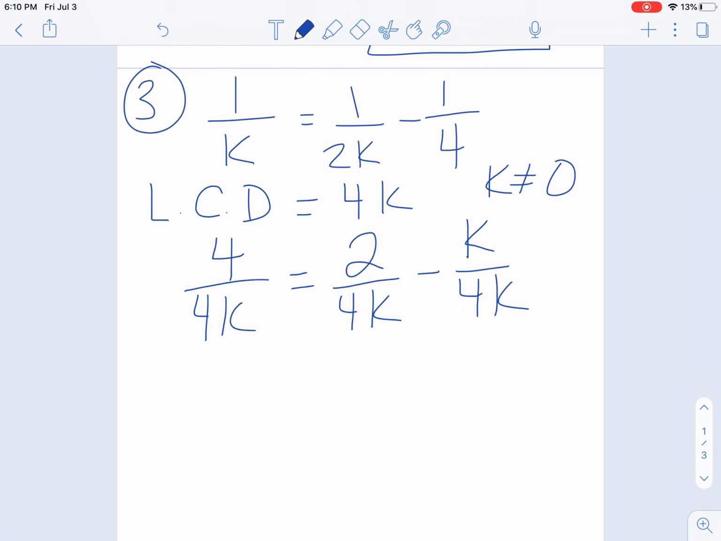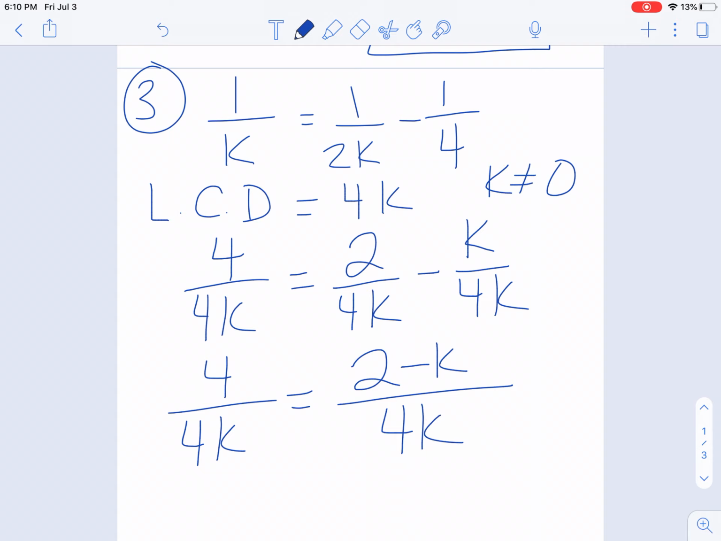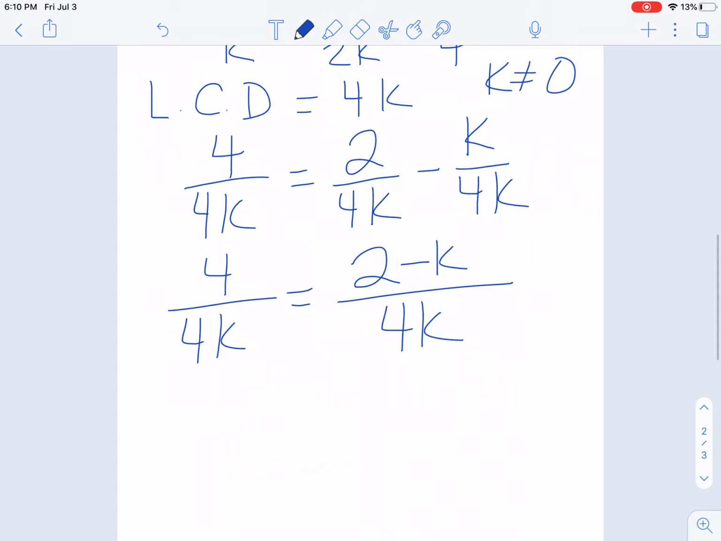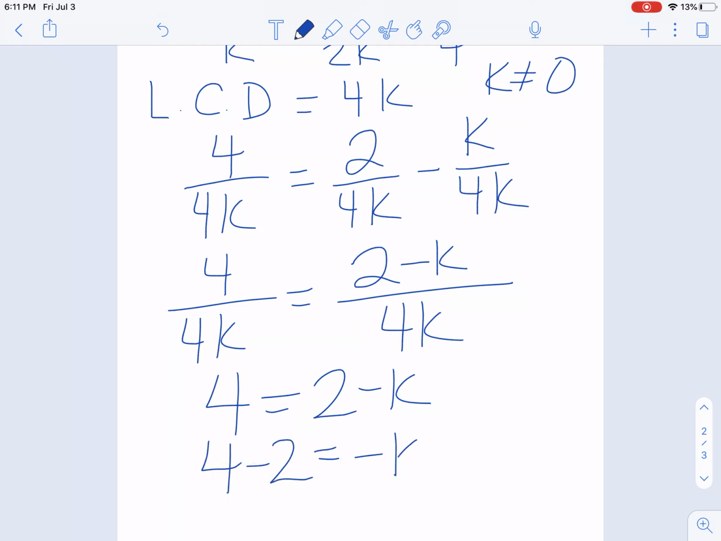So now we're going to bring together my fractions on the right-hand side. I've got a common denominator, so I can bring these together as a single fraction, 2 minus k over 4k. Now that the denominators are the same, I can set the numerators equal to one another. So 4 has to equal 2 minus k in order for this to be true, since the denominators are already the same. And then I can solve. So 4 minus 2 equals negative k.